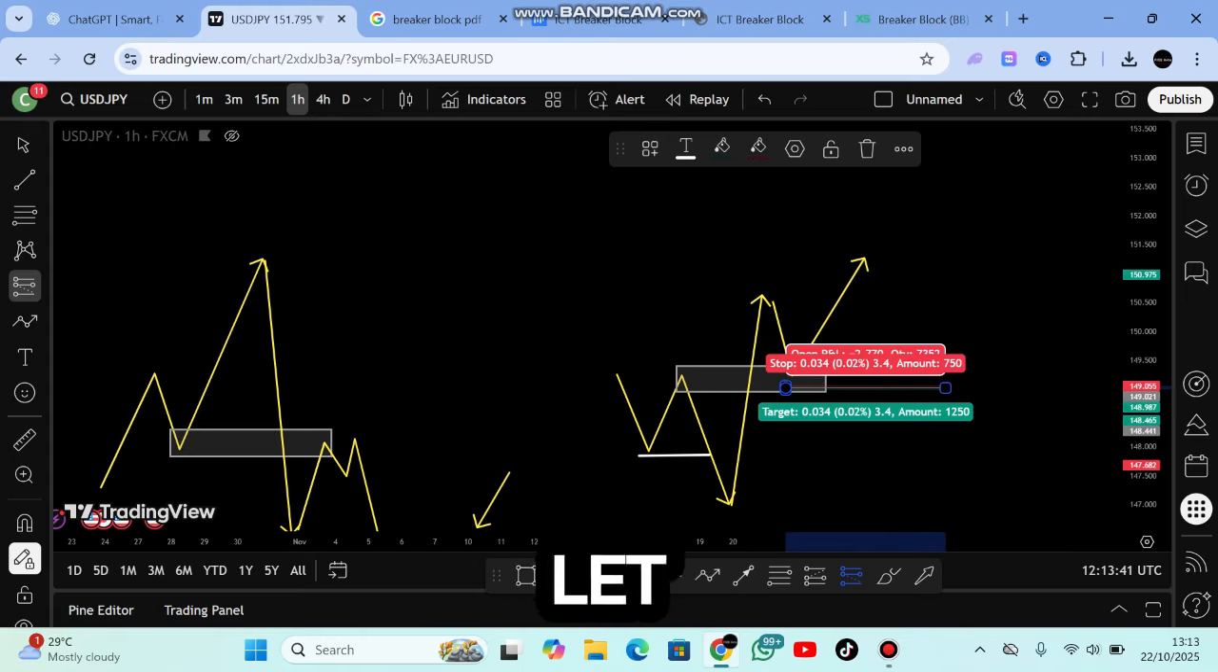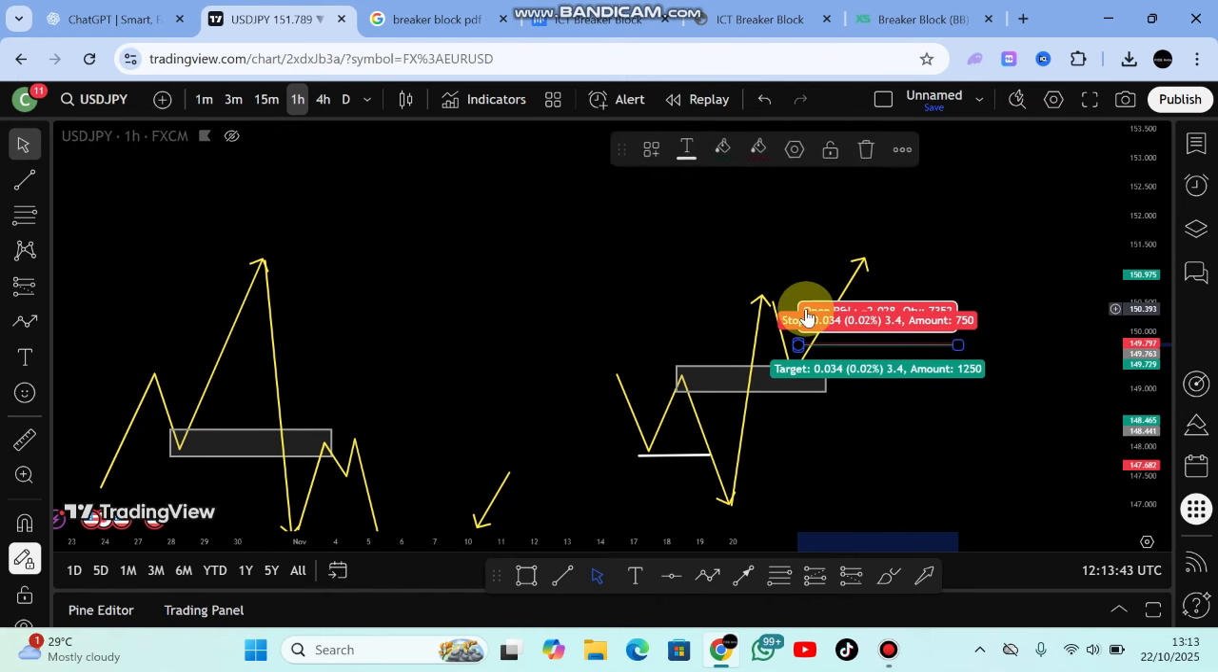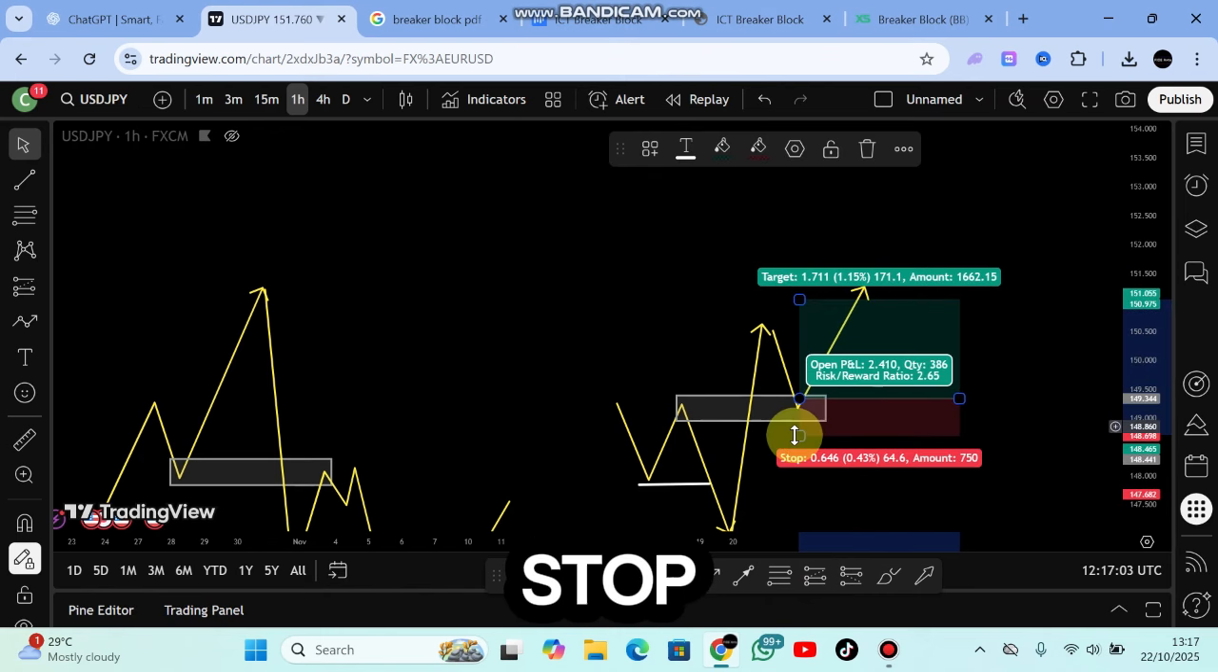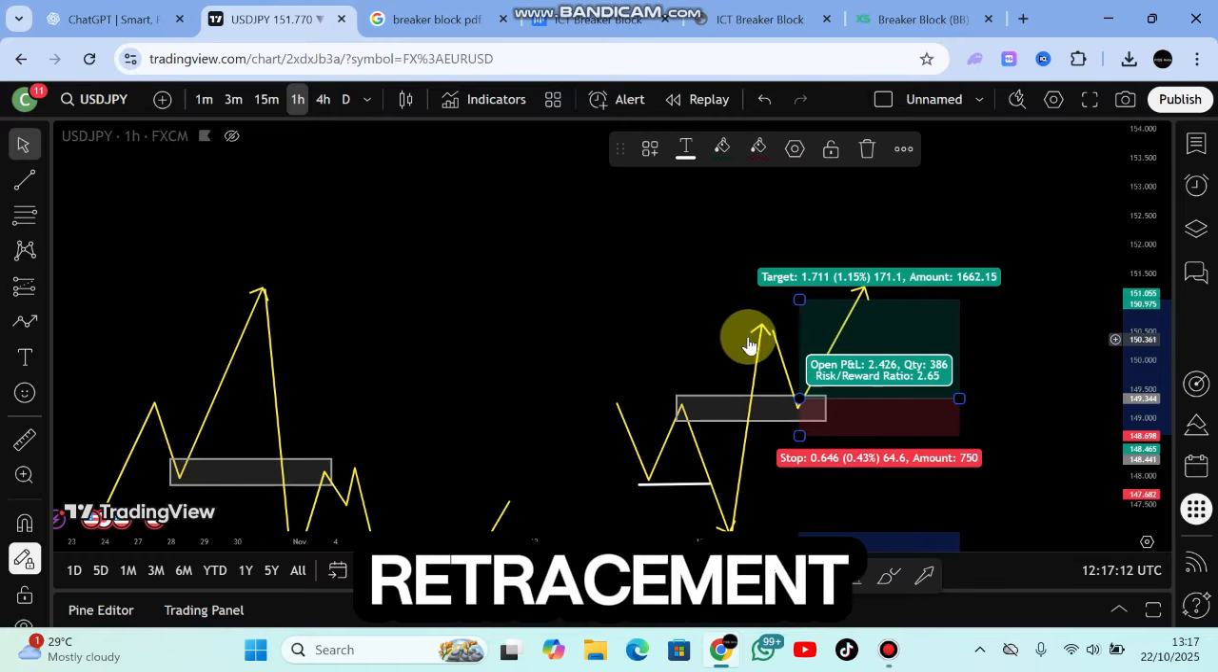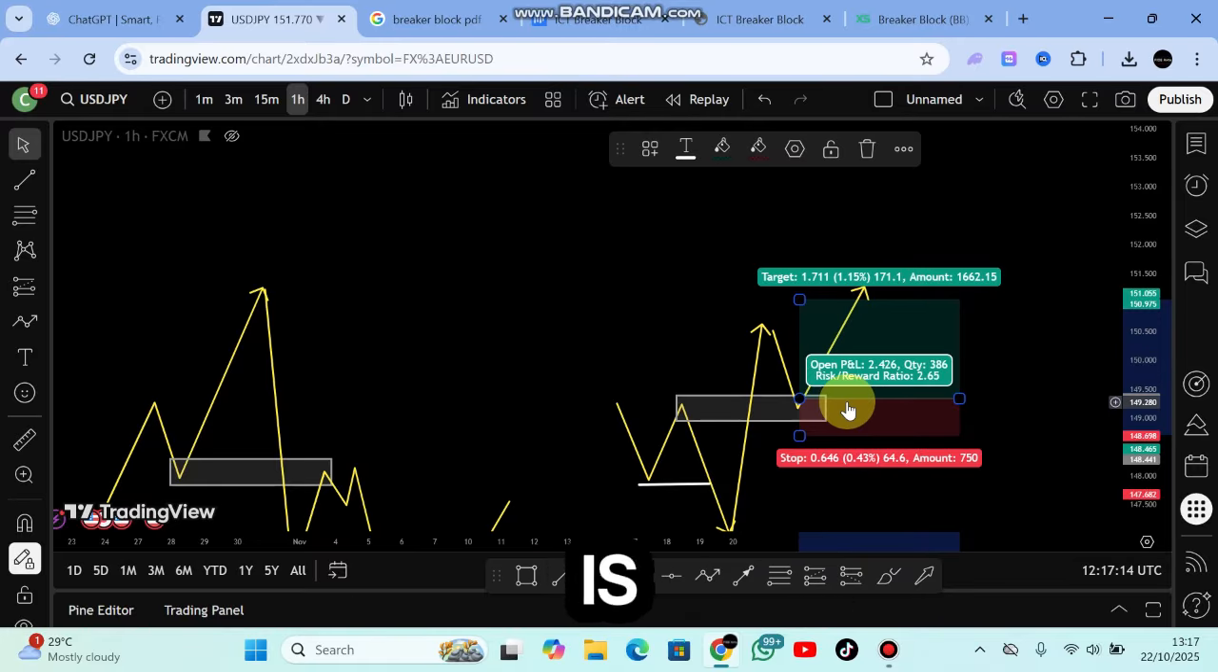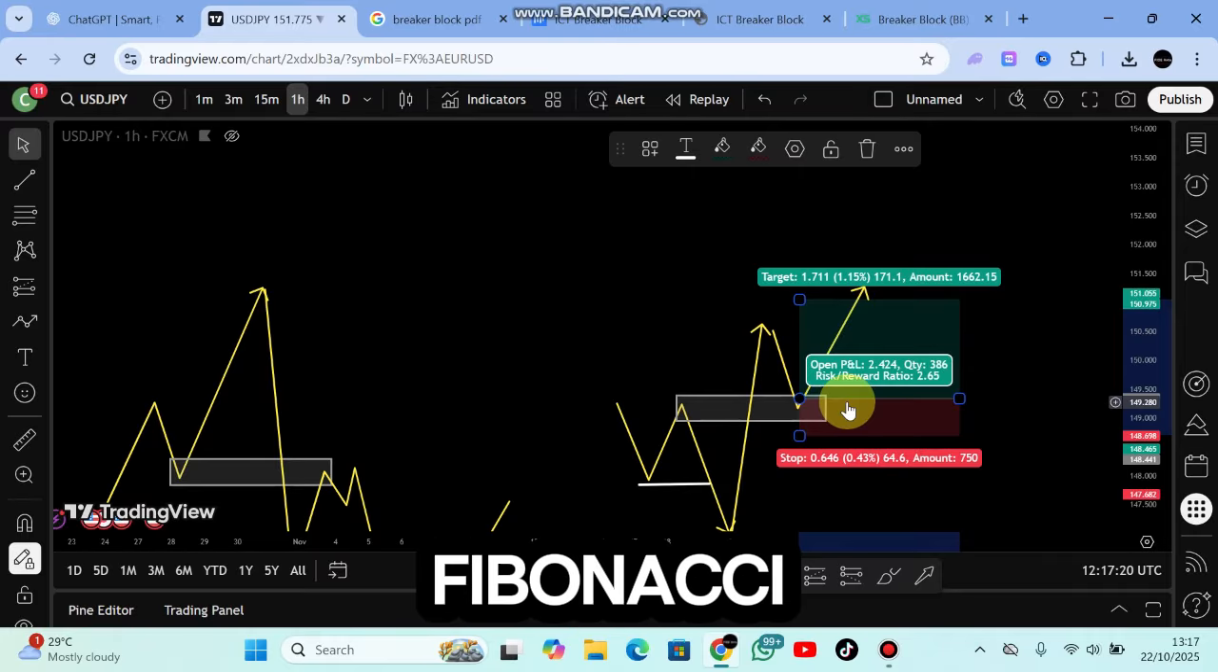So in this case, let me draw this out so you can see. For your entry, your stop loss should be below the breaker block and your take profit should be at the top of the retracement you get. So this is what it should be. So right now we'll be going to the chart. Let me show you guys how to identify a breaker block in the chart.